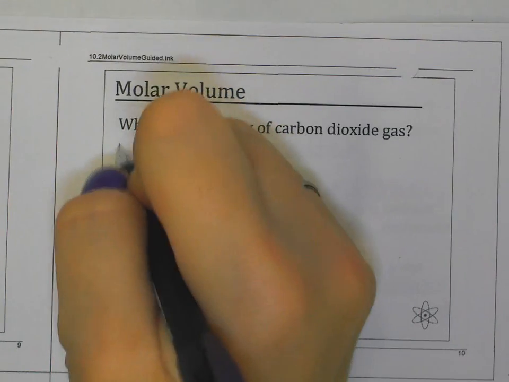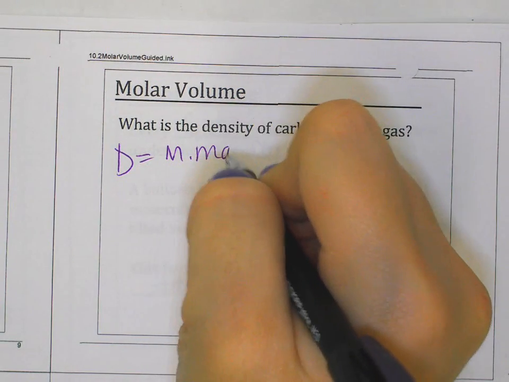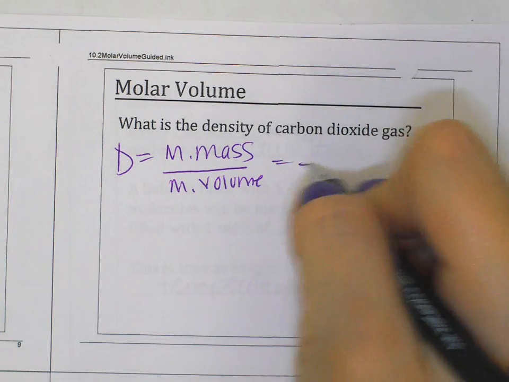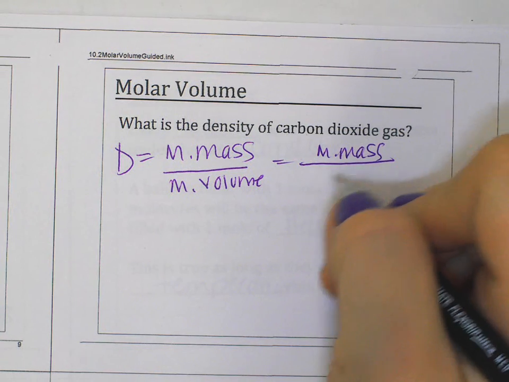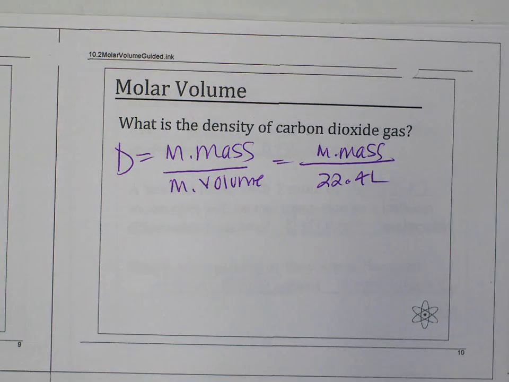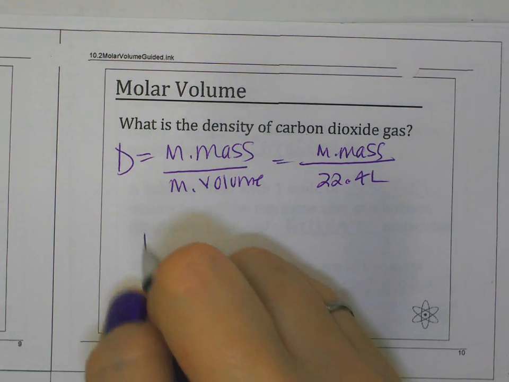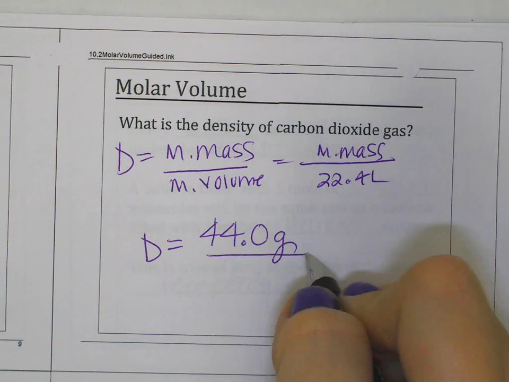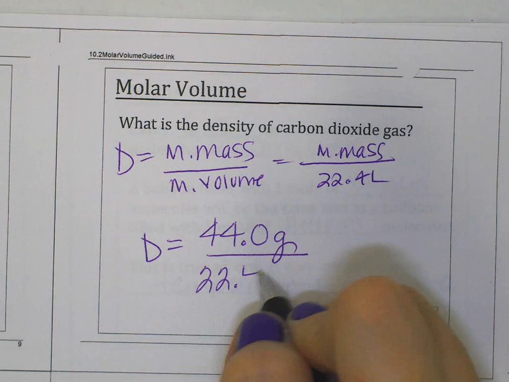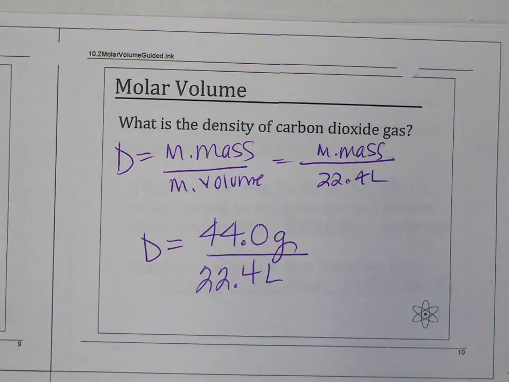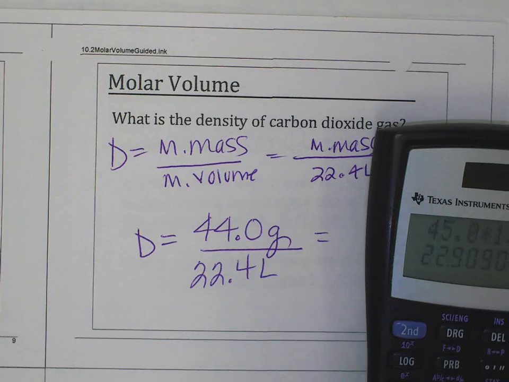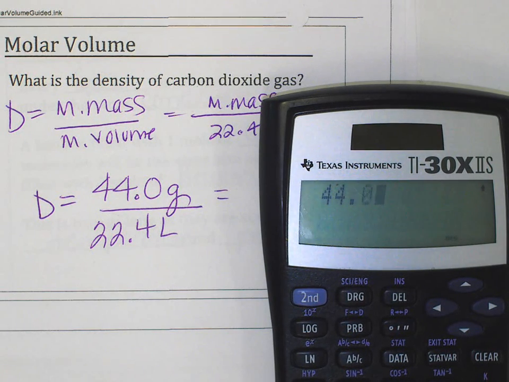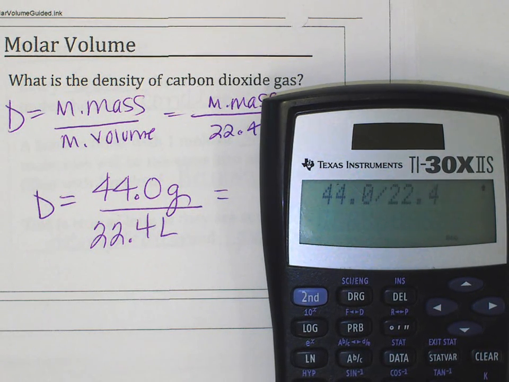All right, so going on here, it says, what is the density of carbon dioxide gas? So that's going to be the molar mass over the molar volume, which we know is simply the molar mass over 22.4 liters. Well, we just did that for carbon dioxide on the last problem. I know the molar mass is 44.0 grams, and the molar volume is 22.4 liters. So I just divide those two things. 44.0 divided by 22.4. And that gives me 1.96.